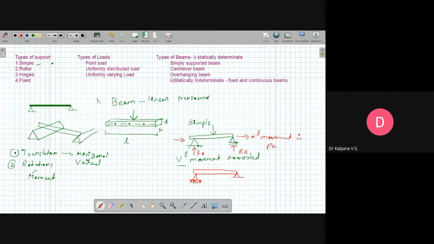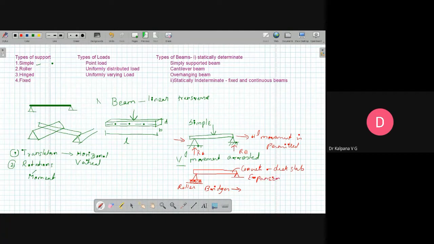Movement is permitted. So whereas roller, this can be applicable in the case of bridges, where the bridge structure is made up of some concrete, the deck slab. If it is made up of concrete, due to seasonal variation or the temperature variation, there will be some expansion and contraction taking place.